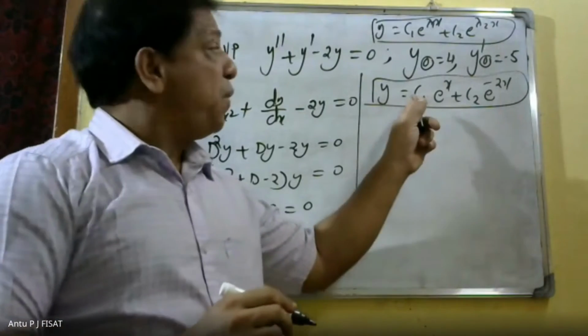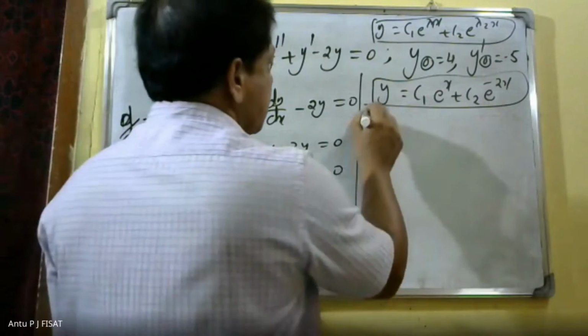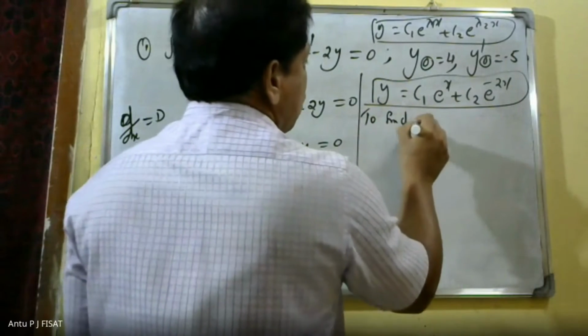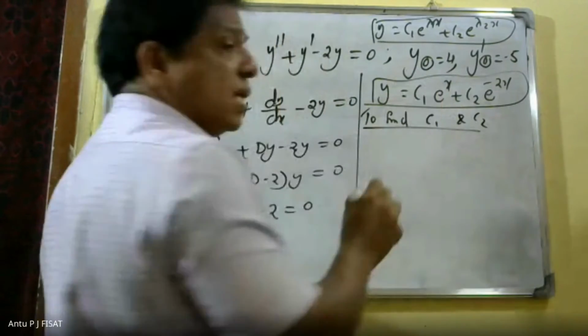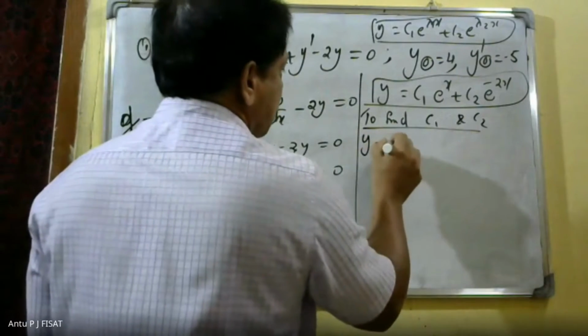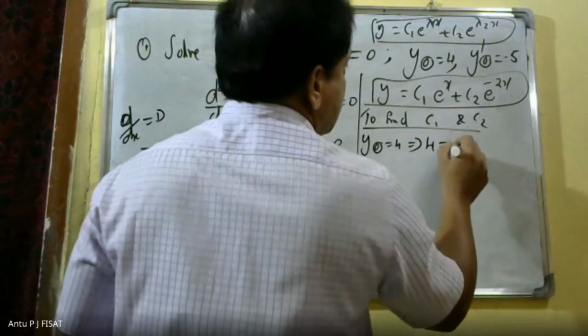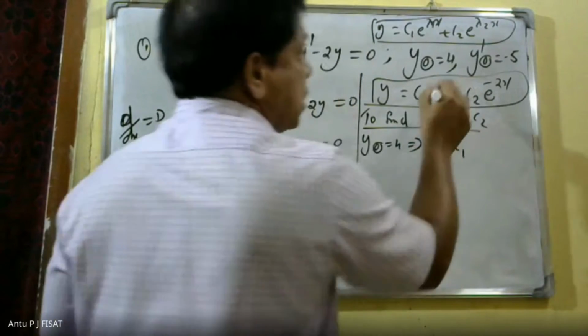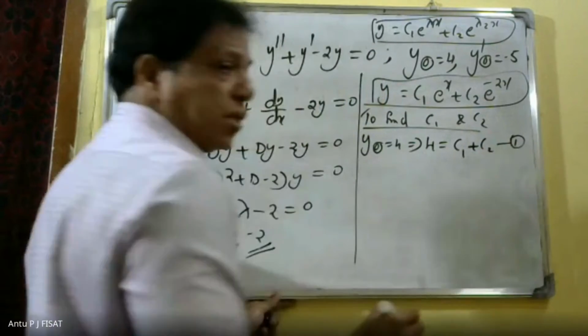From this we can find the values of c1 and c2. To find c1 and c2, the initial conditions are given. The initial condition is y(0) is equal to 4. That means 4 is equal to c1 plus c2, putting x is equal to 0. This is the first equation.